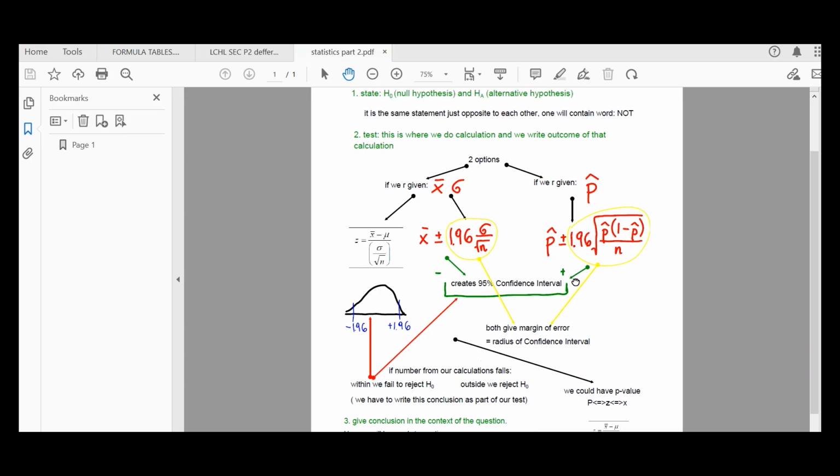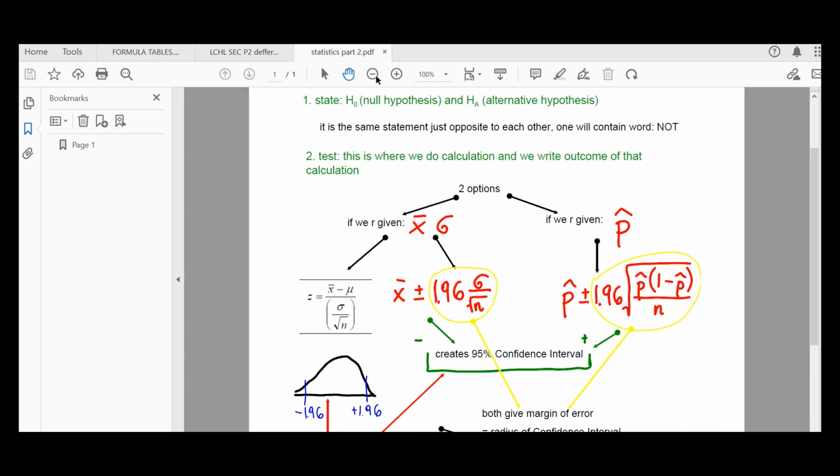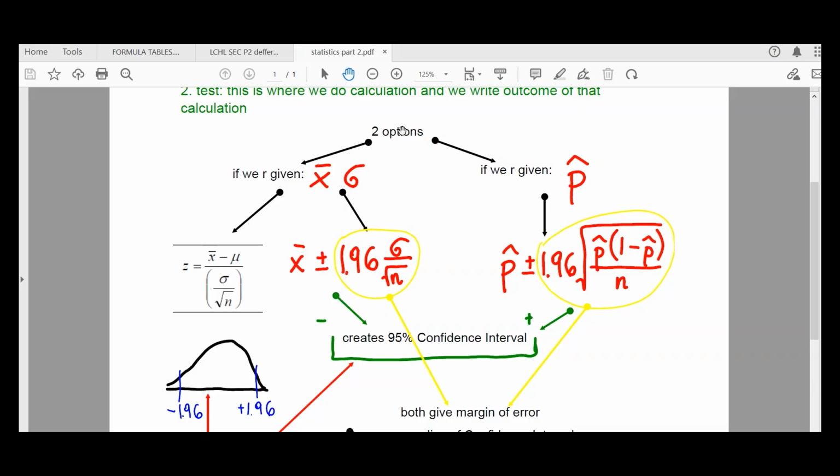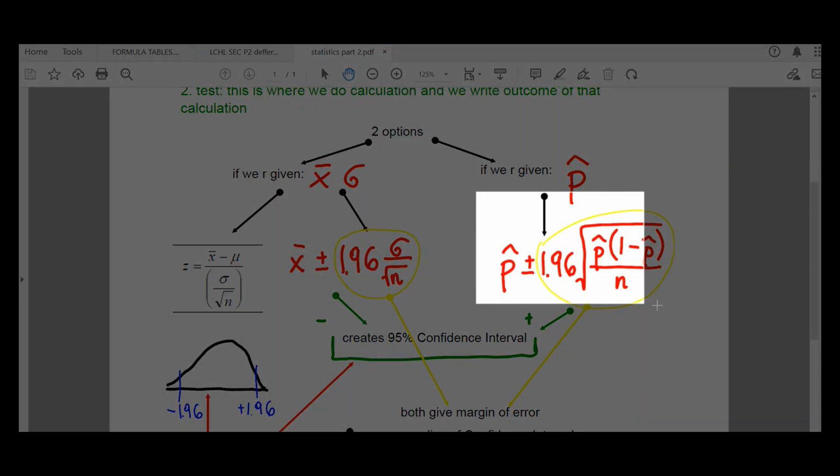Now, depending on the information provided to us, a 95% confidence interval can be calculated using either this formula or this formula. Now, what is the information? If it is sample mean and standard deviation, we use this formula. If it is population proportion, we use this formula. And that's what gives us the confidence interval.